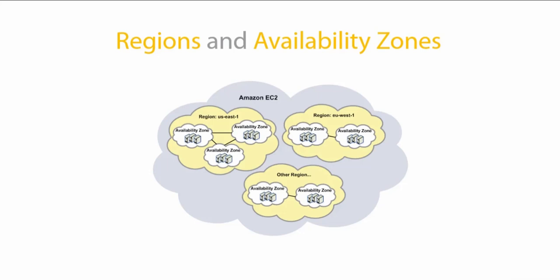So again, regions are a geographical area. Availability zones are data centers within that geographical area. So those are two important concepts for you to understand, important lingo, essentially Amazon lingo that you need to be aware of.